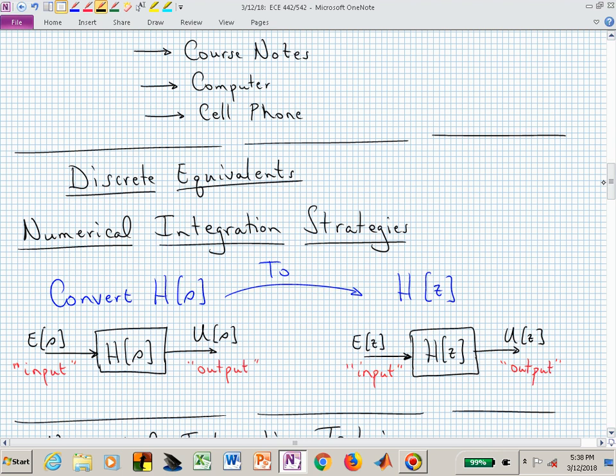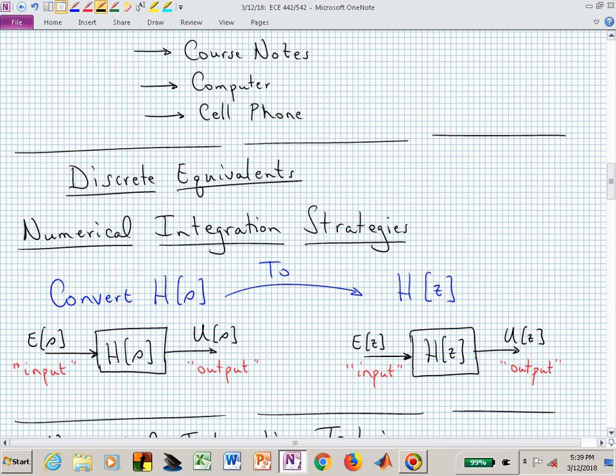Let's get into the material. And I'll quickly scroll through this to get us back from break, and then we'll slow down and walk through problem number 5 of homework number 4 on this state space discrete numerical integration discrete equivalent.